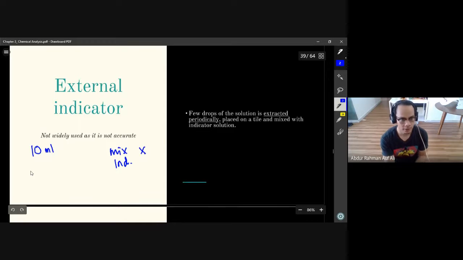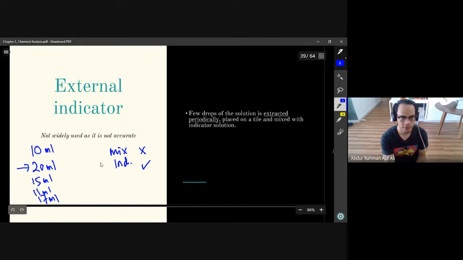So we continue titrating. So we titrate another 10 ml to 20 ml. We stop titrating and then mix with indicator. See if there is a color change. The color has changed. So how do we know this color change is at 20 milliliter? Maybe it's at 15 ml. Maybe it's at 11 ml. Maybe it's at 17 ml. So we don't know for sure.